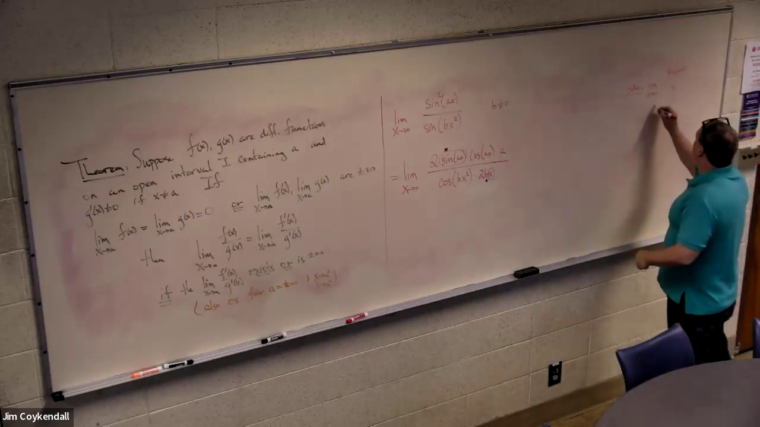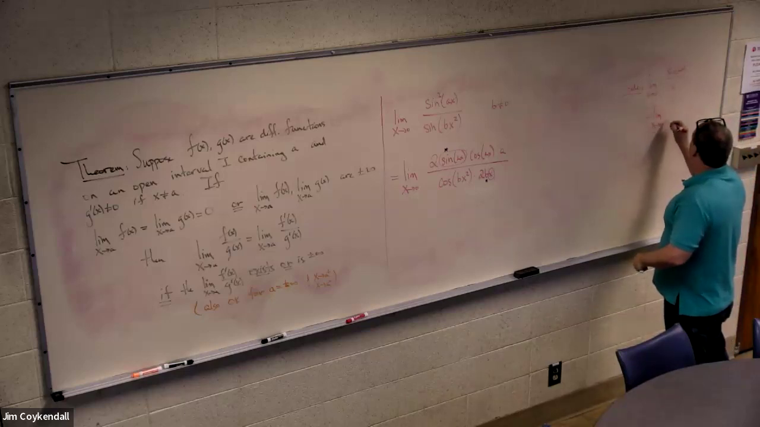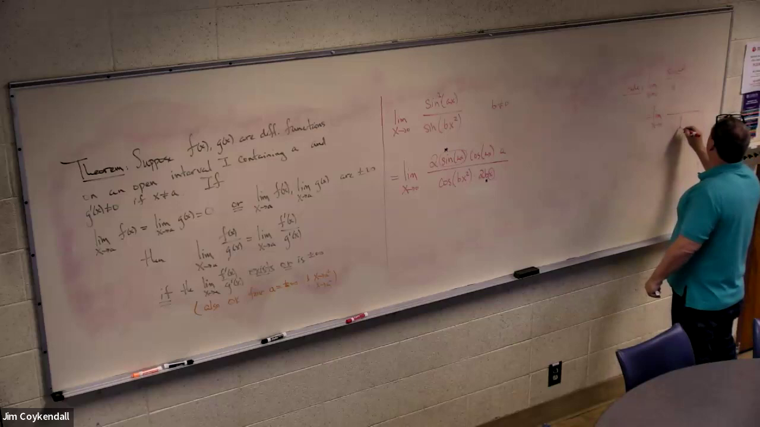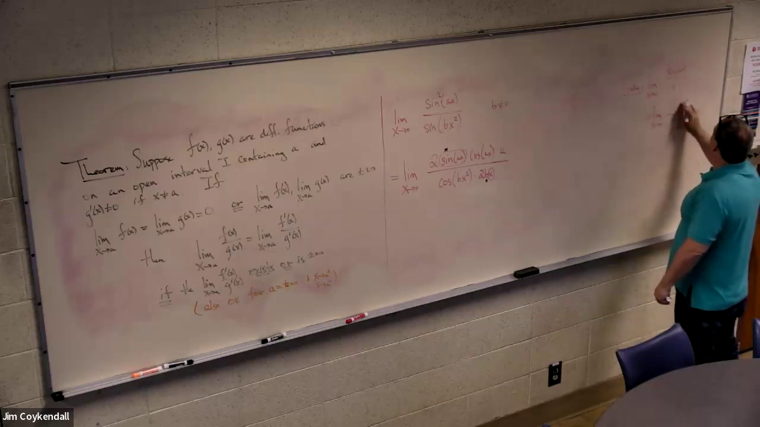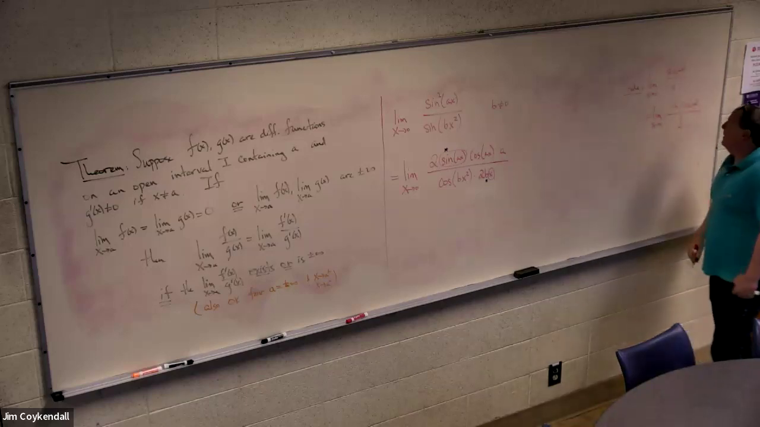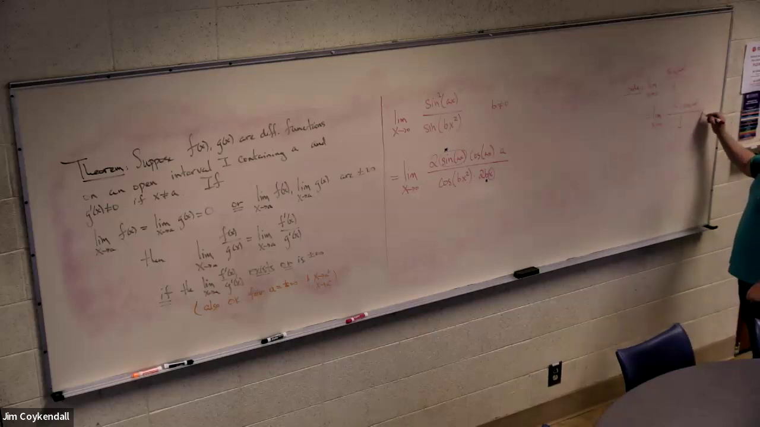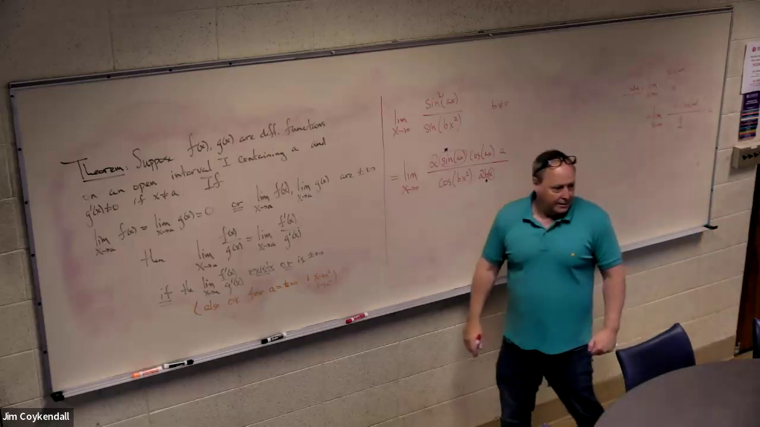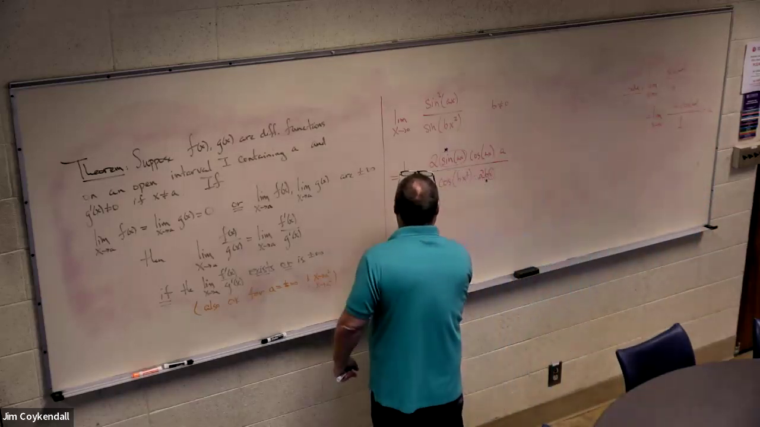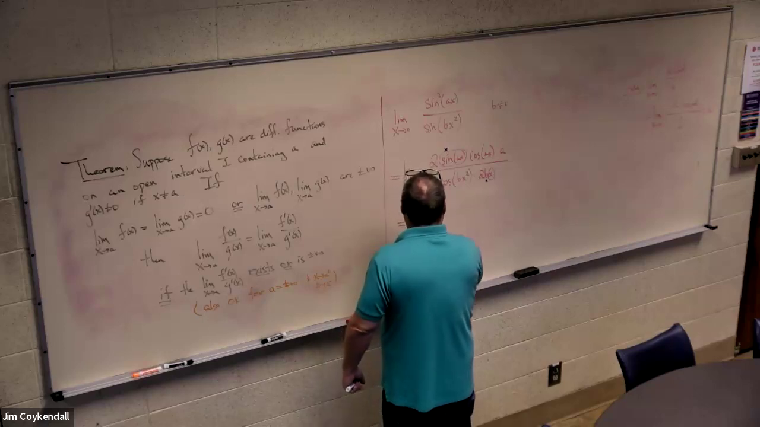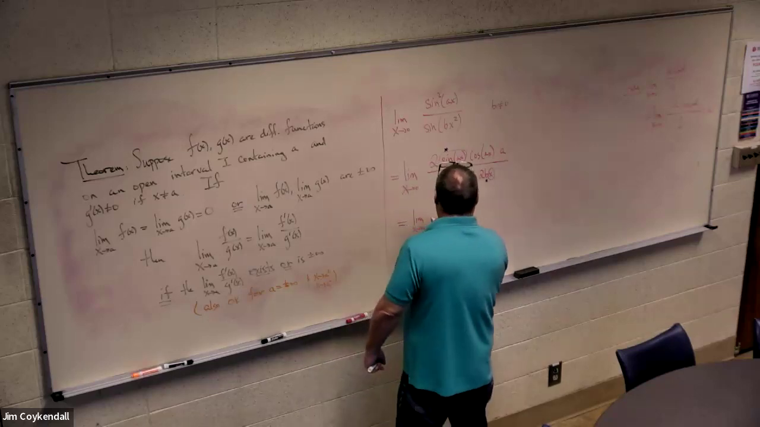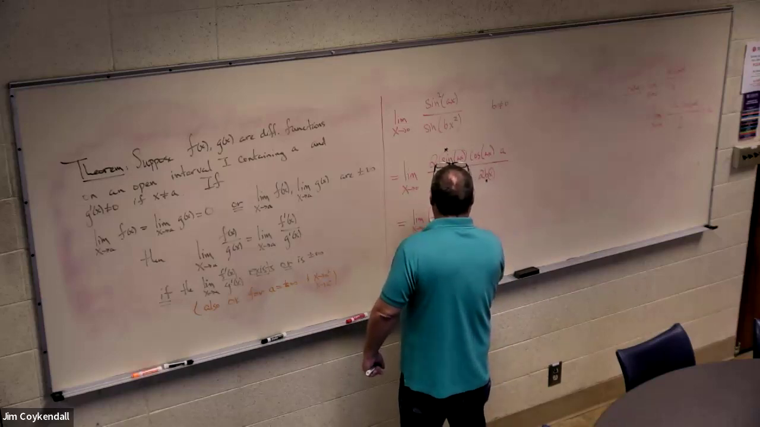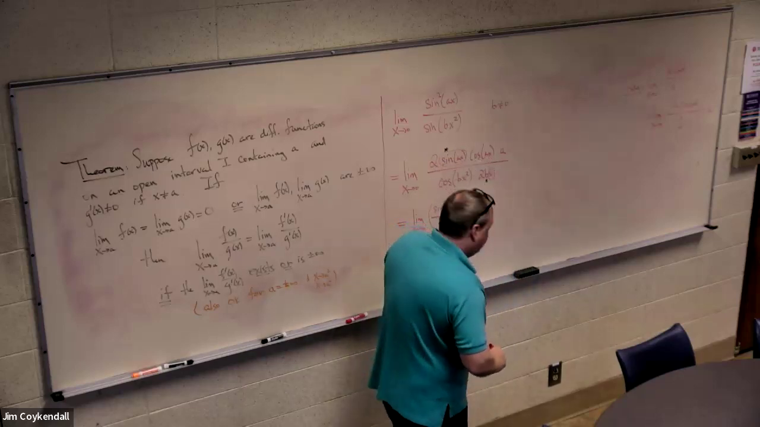So L'Hopital's rule gives us the derivative of x, which is 1, and the derivative of sine AX, which is cosine AX times the derivative of AX, which is A. So this limit is A. Now let me carefully finish this problem. This is the limit as x goes to 0 of sine AX over X. Now we put everything here.